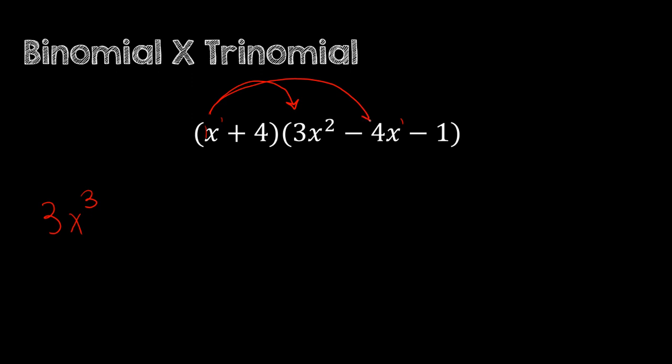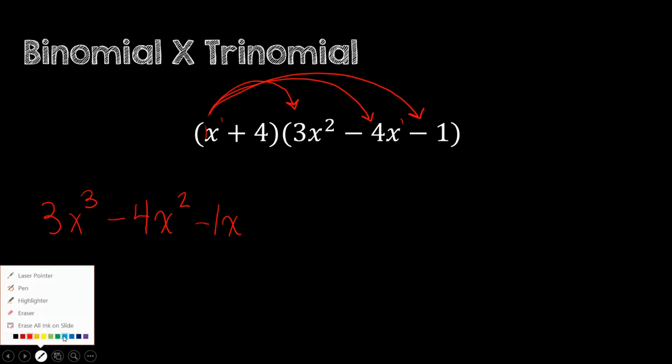I do it again, and I get 1 times negative 4x gives me negative 4x squared, because again, we're going to add these exponents. So 1 plus 1 is 2. All right, go to our last term. 1x times negative 1x gives us negative 1x. Remember, you are multiplying, not adding.